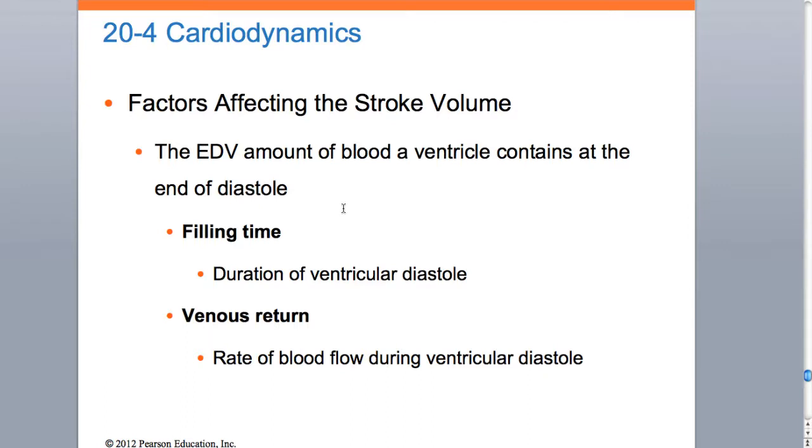We have already talked about this as well. The EDV is the blood that's left over in the ventricle. It is going to be affecting the filling time and the venous return. So it affects the filling time and the venous return. So if you get more blood out, more blood's going to come back. You get less blood out of the heart, it's going to affect the filling time and coming back.